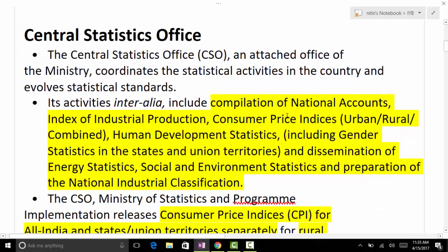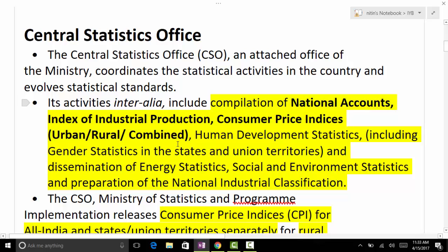Now come to CSO. What does CSO do? It is important from an economic point of view. It does compilation of national accounts, IIP, CPI in three indices, urban, rural and combined, human development statistics including gender statistics, dissemination of energy statistics, social and environment statistics, and preparation of the national industrial classification. So just remember the first three: national accounts, IIP, and CPI. All these three are compiled or brought out by CSO.